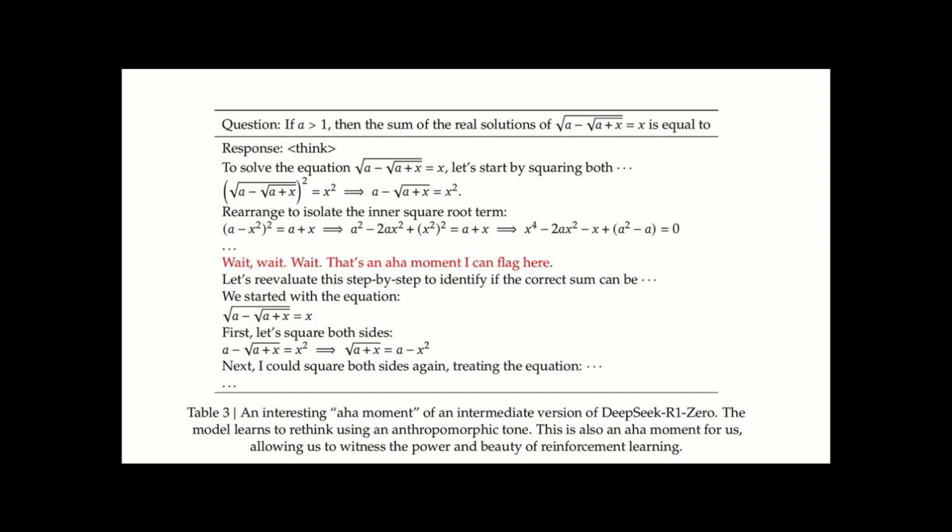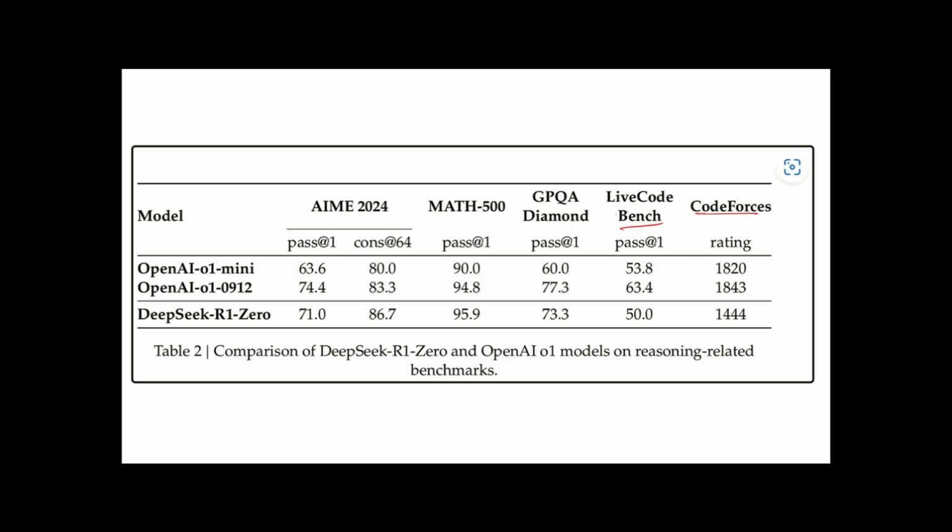So it's an interesting observation during the training of DeepSeek-R1-Zero. When the model was given this math problem, which is here, we can see it responded back saying, "Wait, that's an aha moment I can flag here." It sounded more like a human, right? This is the power of reinforcement learning, I would say. So this is really great. DeepSeek-R1-Zero, if you look at the benchmarks, is performing better than O1 Mini and O1-0912.